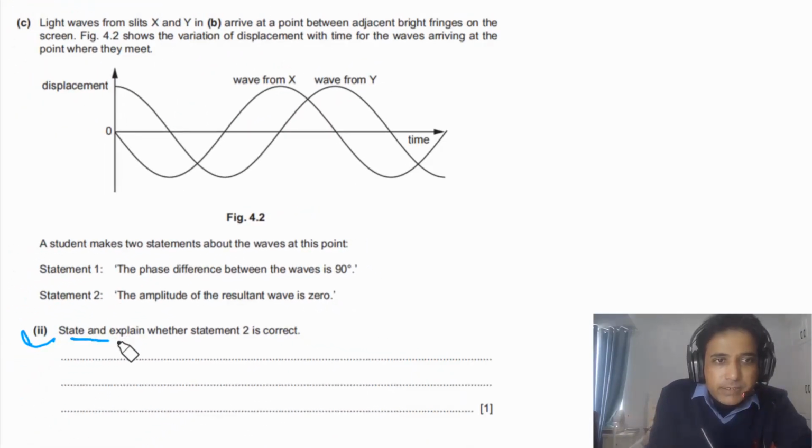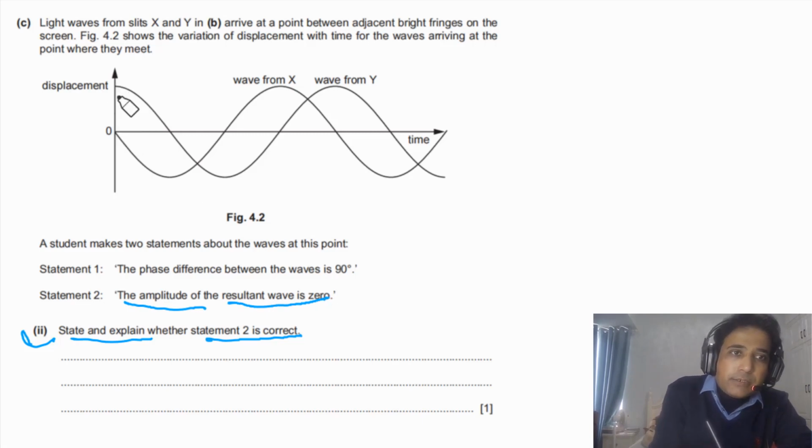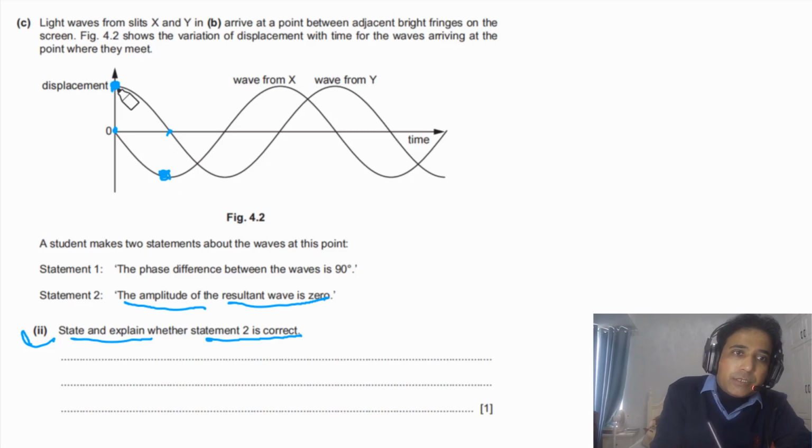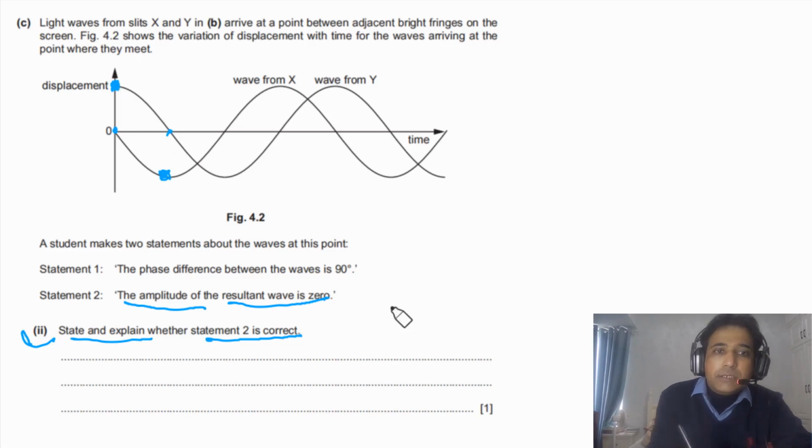Second part says state and explain whether statement 2 is correct. Statement 2 is telling us that the amplitude of the resultant wave is 0. But if you look at the resultant displacement, at this point the resultant displacement is equal to this value. So this is not 0. And at this point, the resultant displacement will be equal to this value. So it means this is incorrect. Why is this incorrect? Because the phase difference is 90 degrees.